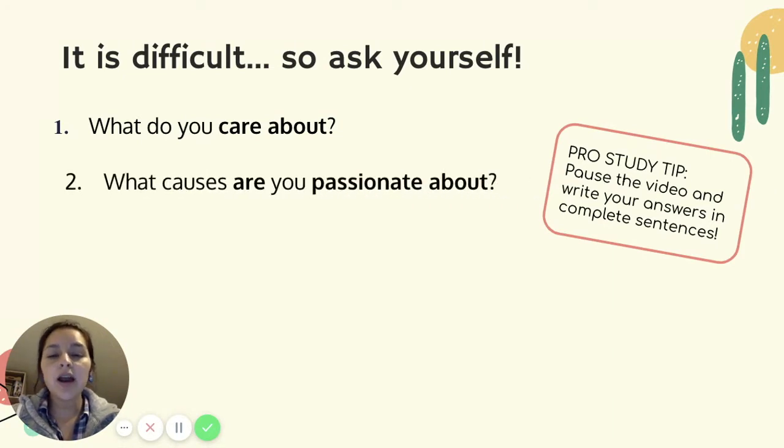What causes are you passionate about? Is it veganism and the protection of animals? Is it feminism? Is it maybe the protection of children against trafficking or sexual abuse? What is your cause? What is something that moves you within?